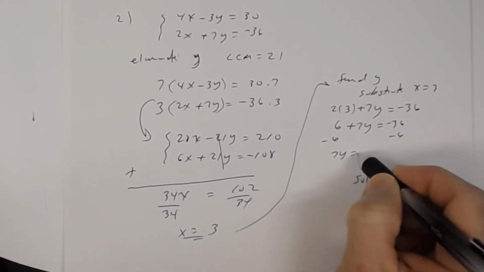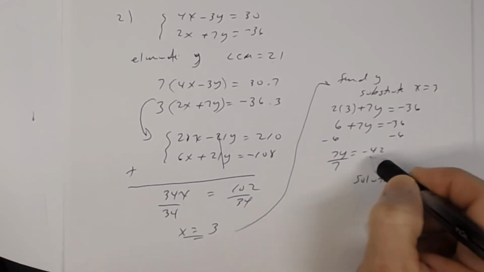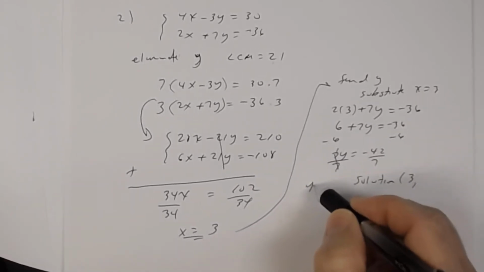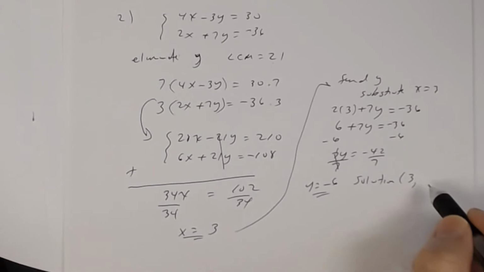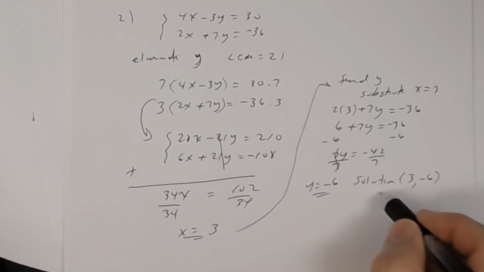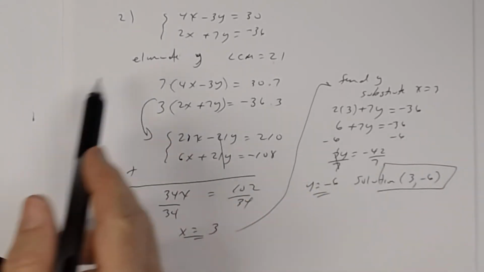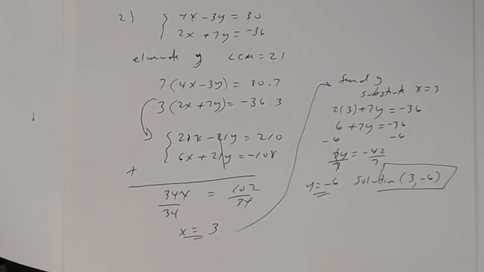I get 7y equal a negative 42. Divide both sides by 7. I get y to be a negative 6. So that's your y coordinate. So that should be your solution. And you can check by going back and substituting those coordinates into your equations.